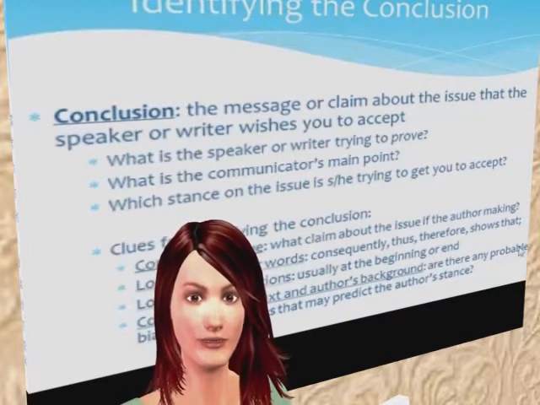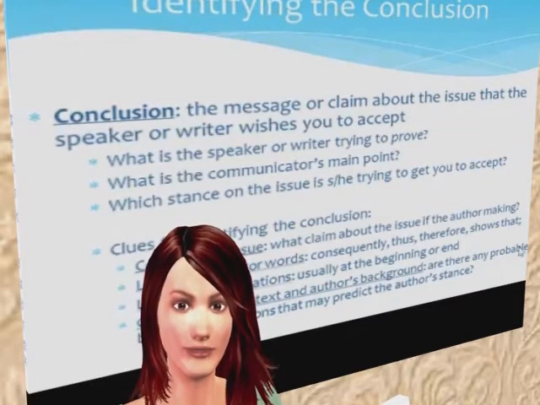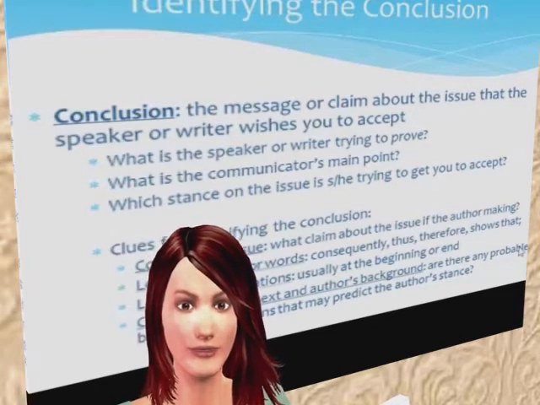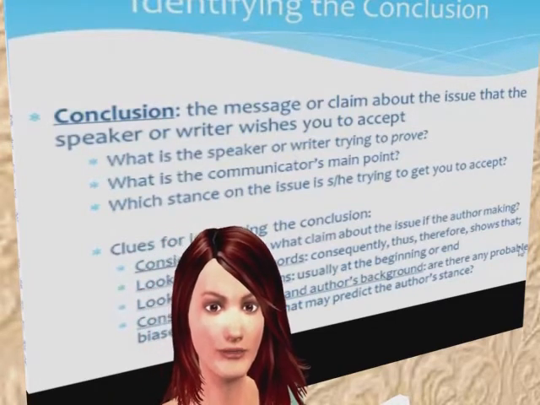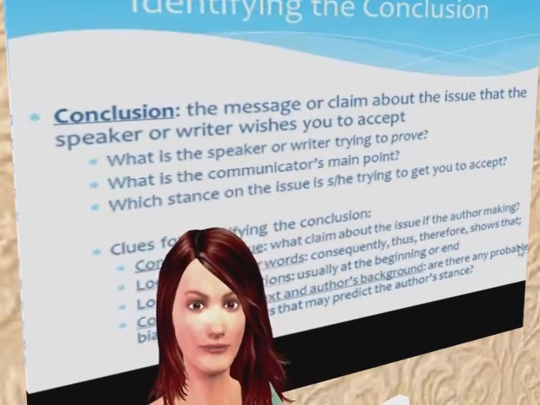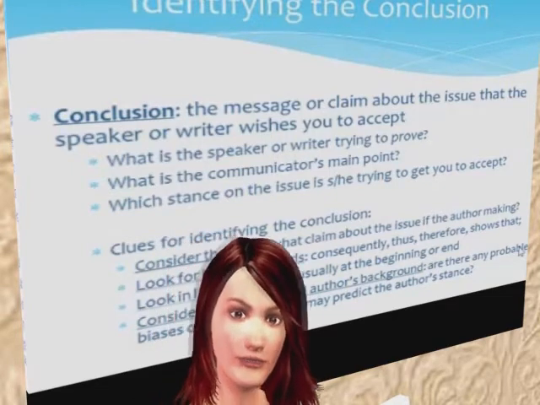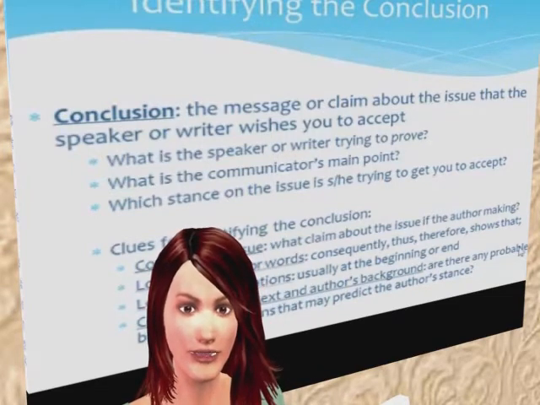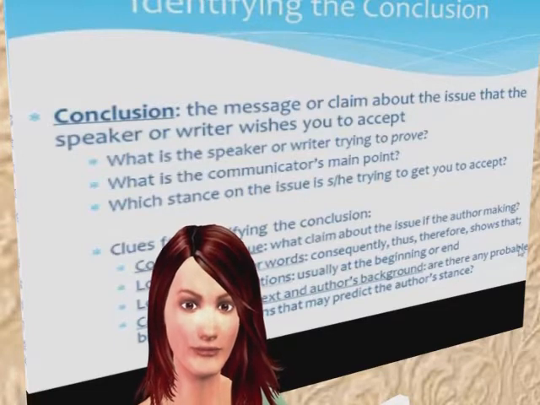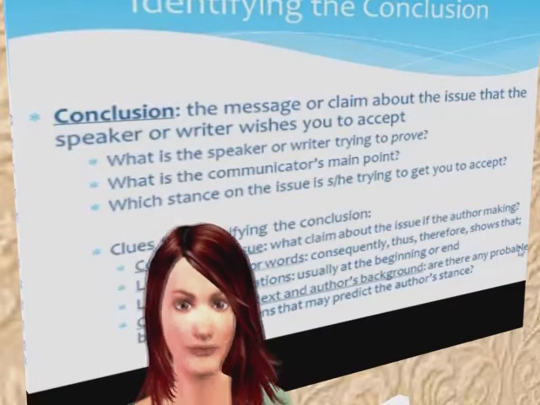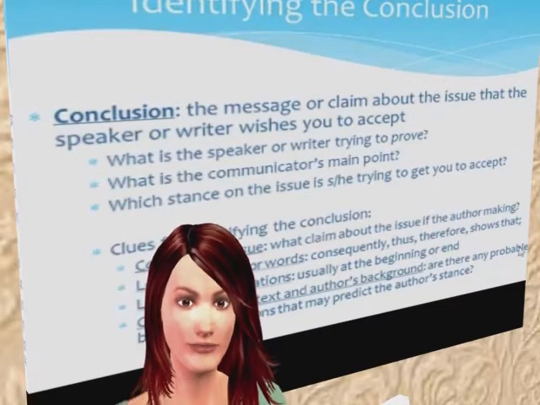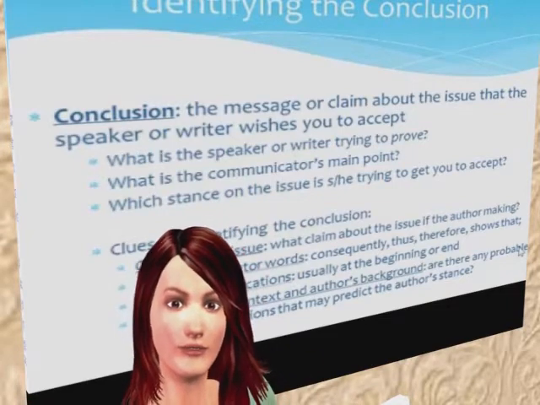What is the speaker or writer trying to prove? What argument are they trying to make? What is their main point? What is their thesis statement? And which stance on the issue is she or he trying to get you to accept? What is he or she trying to convince you of? If you can identify that, and some authors are very explicit, saying my argument is, it's a really good clue that you've identified the conclusion.